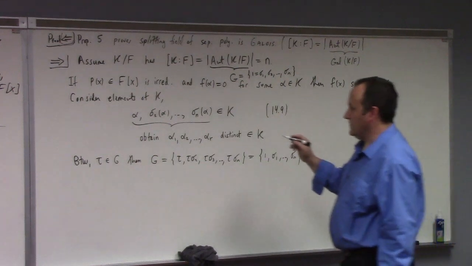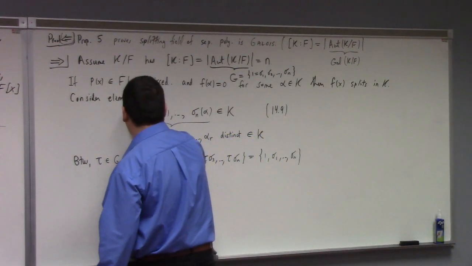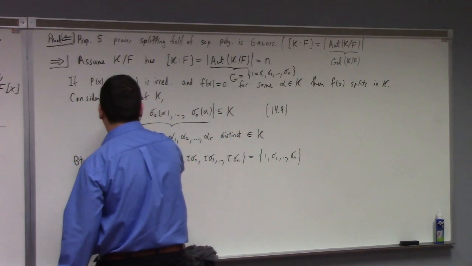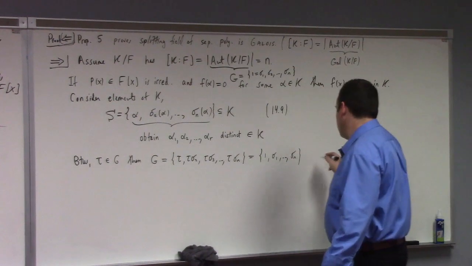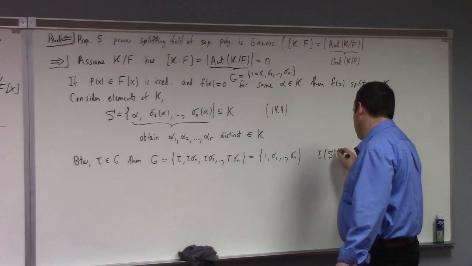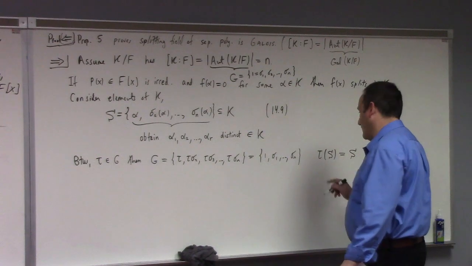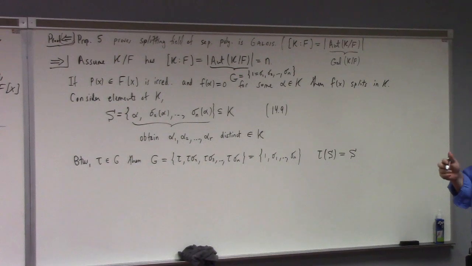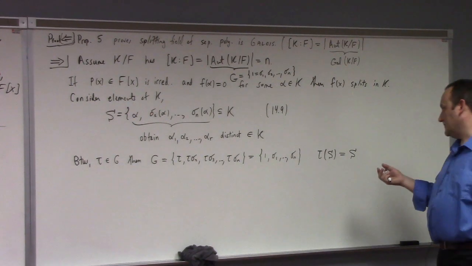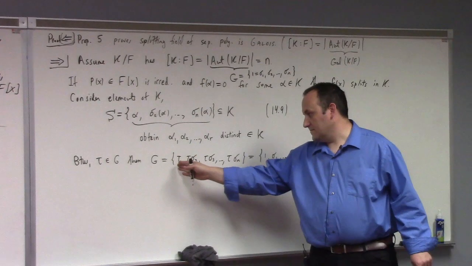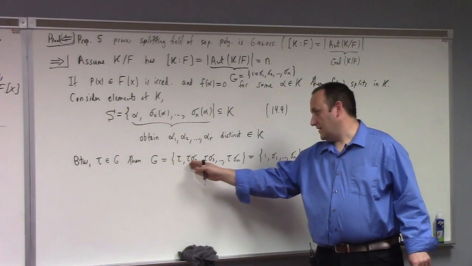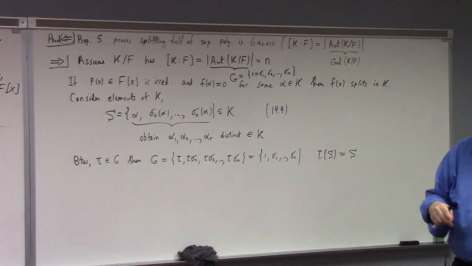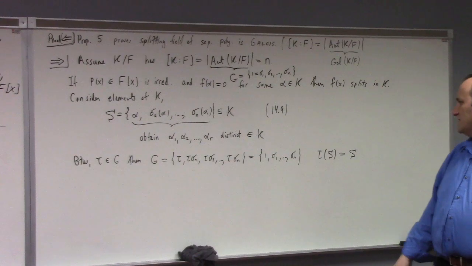So if I call this whole set here, let me just put a set around it if you don't mind. This is a subset of K. Let's call it S. He's arguing that tau of S is just equal to S again, because if you let tau act on these things, it's just these things again out of order, right? So that just gives us back the set again. What does that mean?